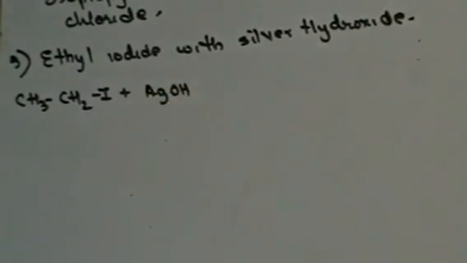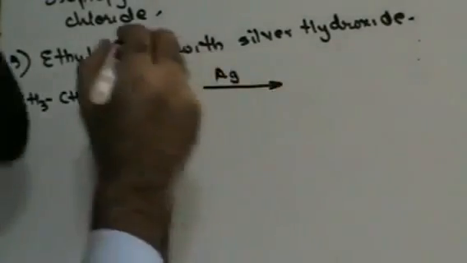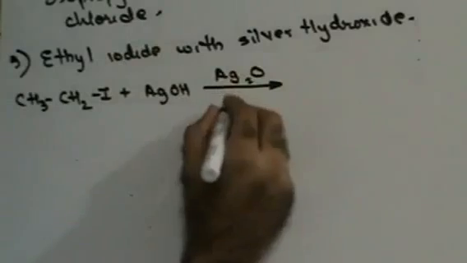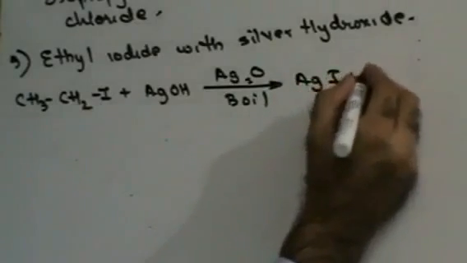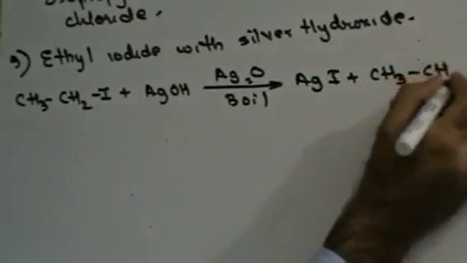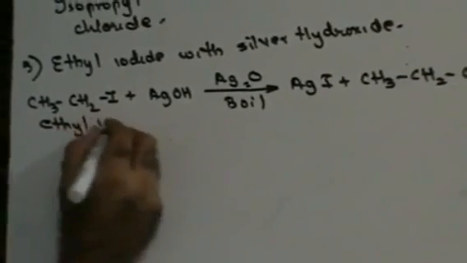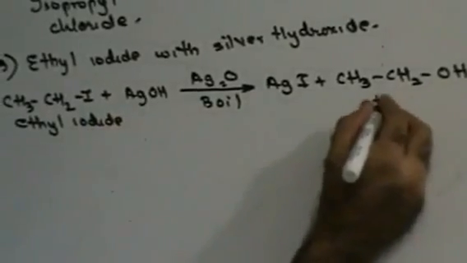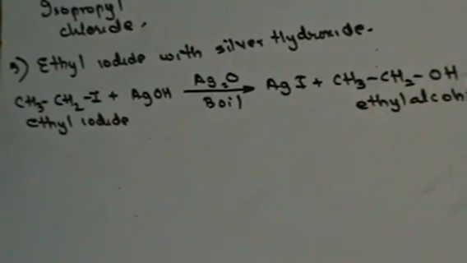How did I get silver hydroxide? If silver oxide reacts with water, that will give you silver hydroxide. Right? This is silver oxide. Boil this, you will get silver hydroxide. Right? Now, once you have this, you will have substitution reaction. Silver will react with iodine to give you AgI plus CH3 CH2OH. This is ethyl iodide and this is going to be two carbon atoms, therefore ethyl, OH, therefore alcohol. So you will get ethyl alcohol.